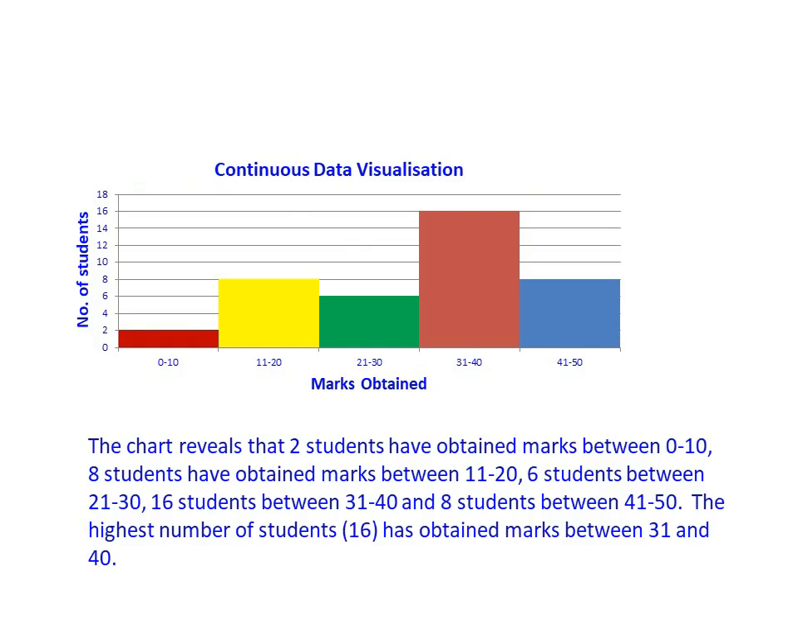The chart reveals that 2 students have obtained marks between 0 to 10, 8 students have obtained marks between 11 to 20, 6 students between 21 to 30, 16 students between 31 to 40 and 8 students between 41 to 50. The highest number of students, 16 students, has obtained marks between 31 and 40.